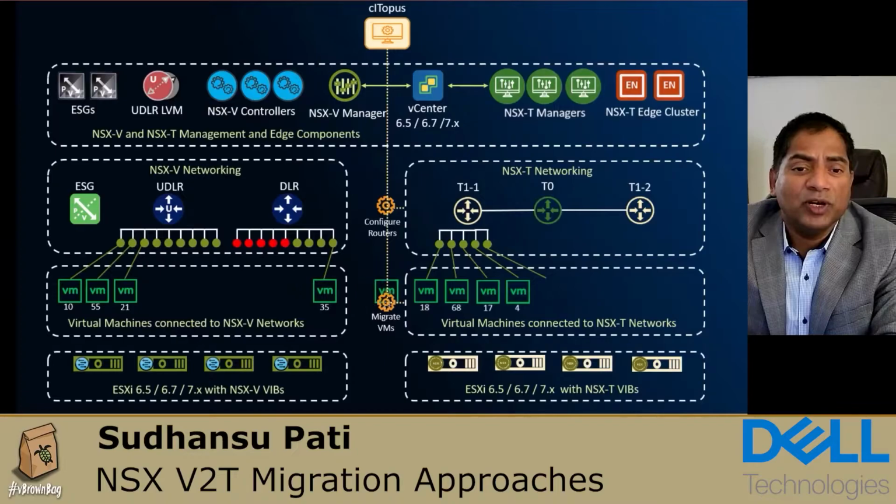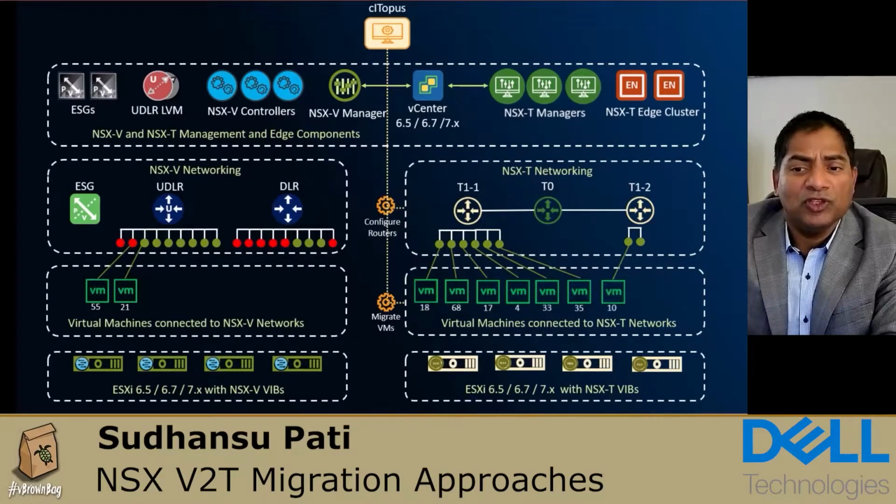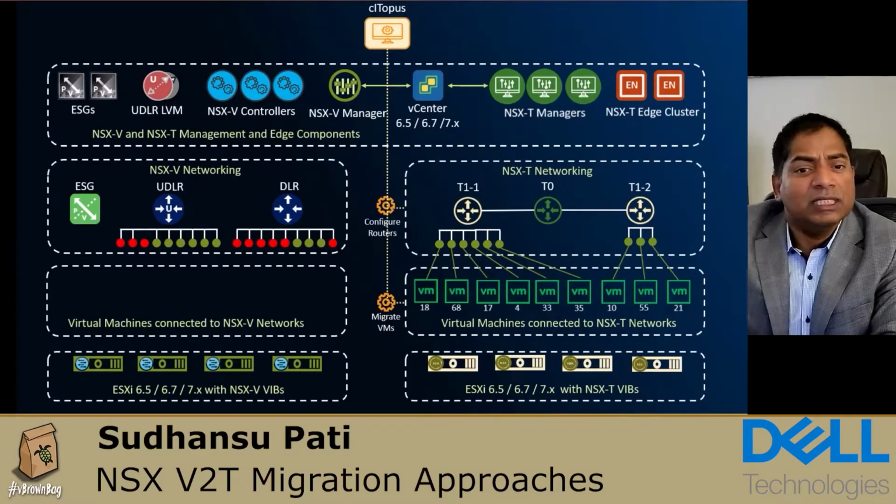So this is very important when you're performing lift and shift migration, because you want to keep this environment up and running for some time with V and T coexisting, and you want this environment to function properly, allowing you the time to migrate your virtual machines from V to T. That's how lift and shift migration works, and most of this work is fully automated using cITopus.